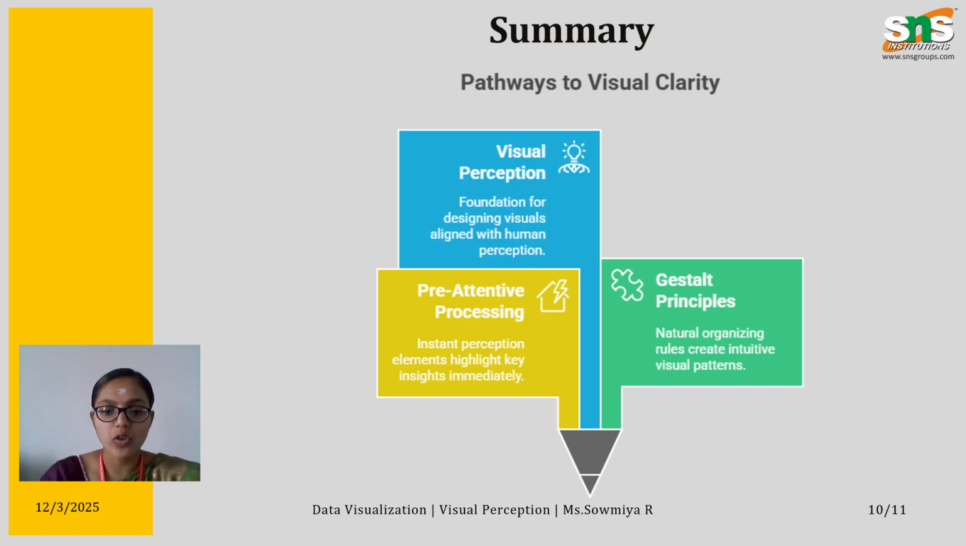Now, let's summarize this topic. Visual perception determines how people understand dashboards. It involves how the brain interprets patterns, shapes, colors, sizes, and positions. When visuals align with perception principles, dashboards become easy to read. When they don't, users feel confused or overloaded. Using the design thinking process of empathize, define, ideate, prototype, and test, we can design dashboards that match how humans naturally see and understand information. Always remember, a good visualization is not just about design. It's about designing for the human mind.